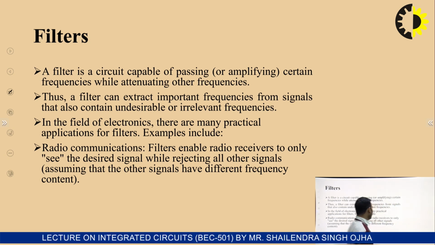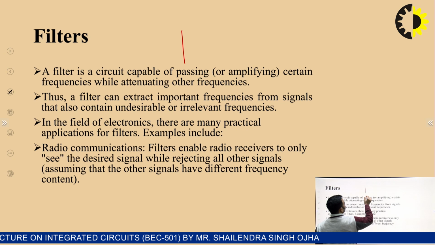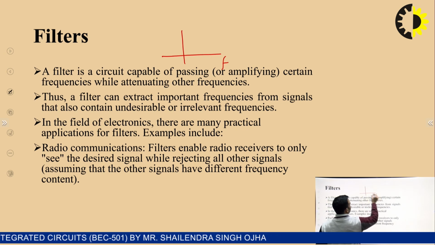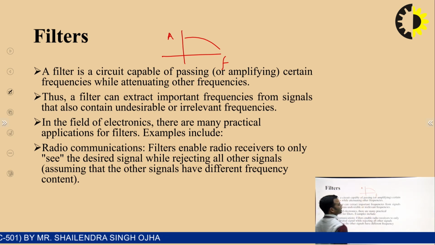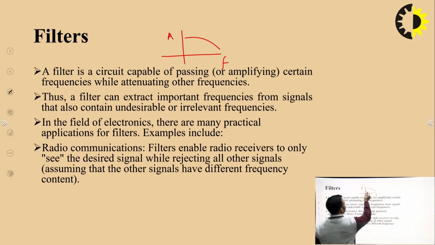So if you check the response of filters with respect to frequency, then a filter may have a response like this. For example, this is the response of a low pass filter, and this response says that as the frequency increases, attenuation increases. Or in simple words, we can say that this filter will pass all the frequencies which are in this range and it will stop all the frequencies above this.